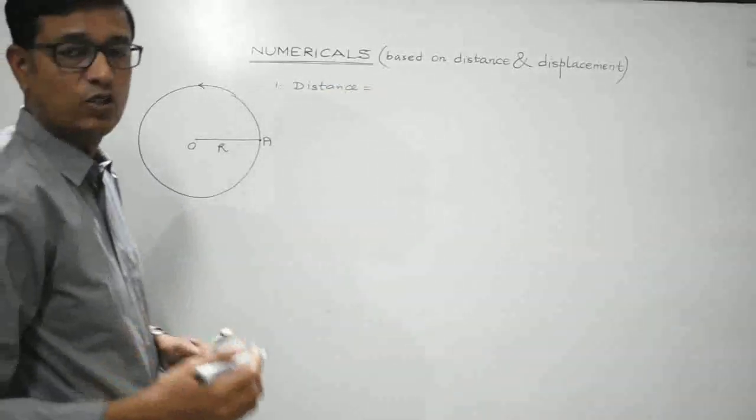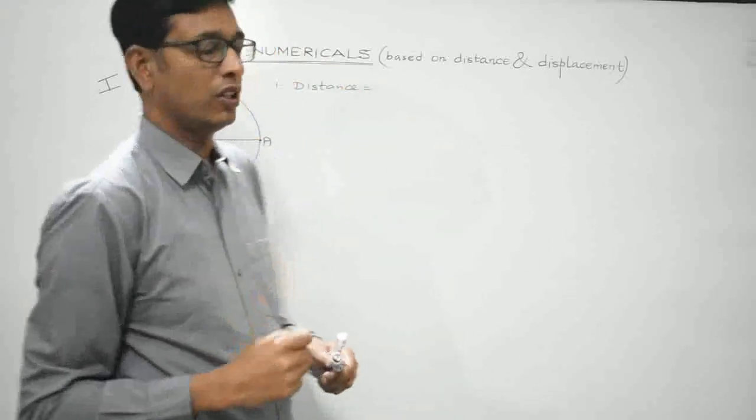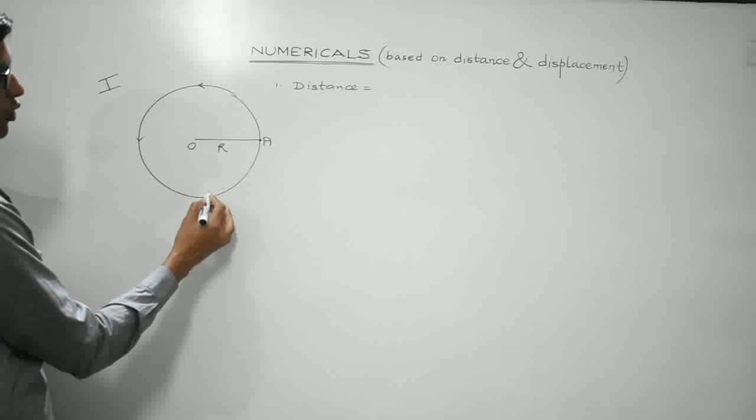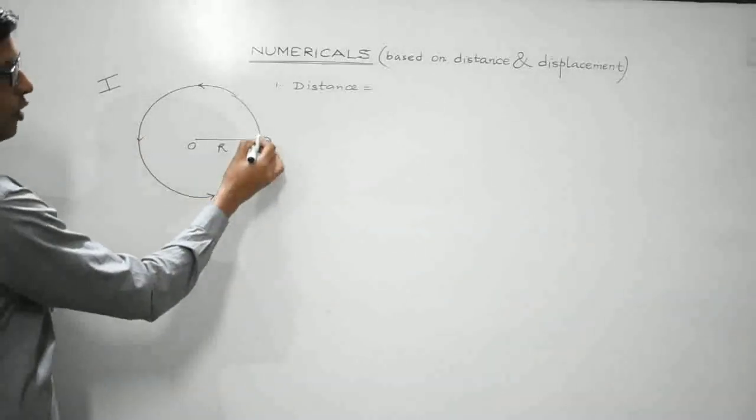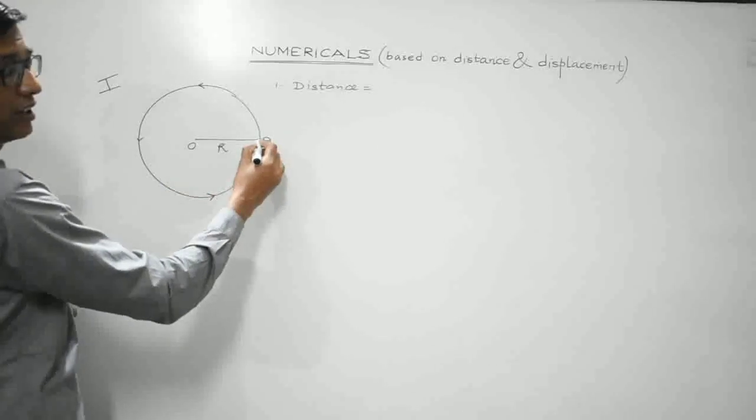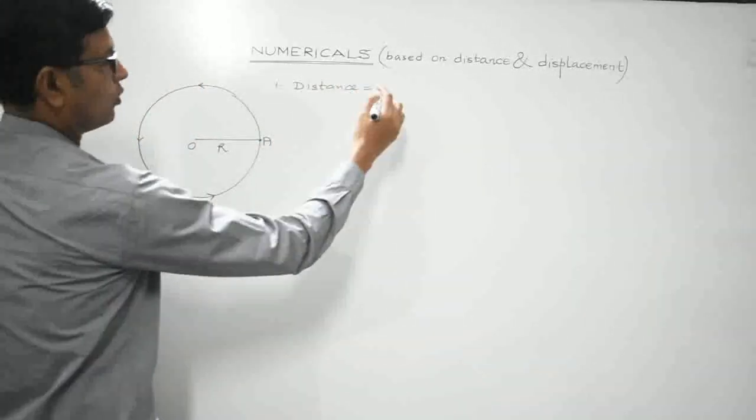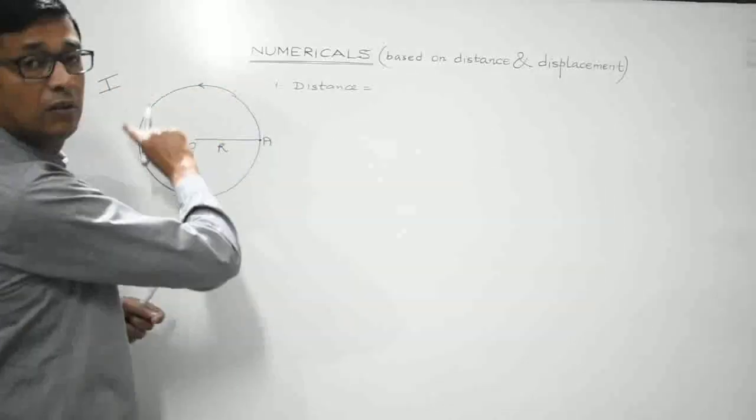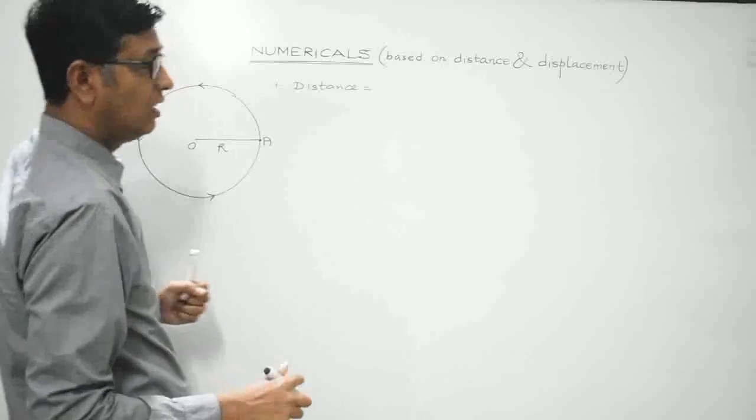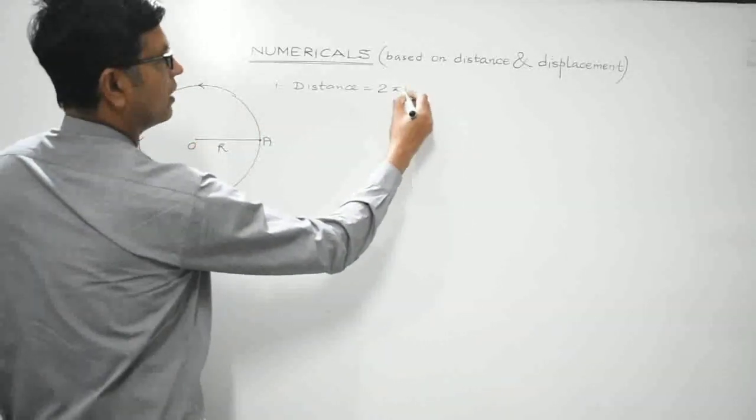So distance, as we are aware, is the length of the actual path covered by the body. So in this case the athlete has covered one revolution. He has started from point A and after following the circular path he has again come back at point A. This is one complete revolution, right? So distance would be the length of the total path covered, which in this case would be the circumference of the circular track, and circumference of the circular track of radius r is 2 pi r.